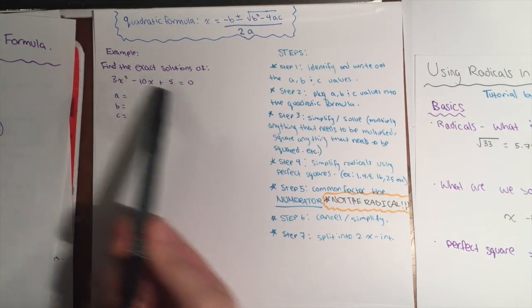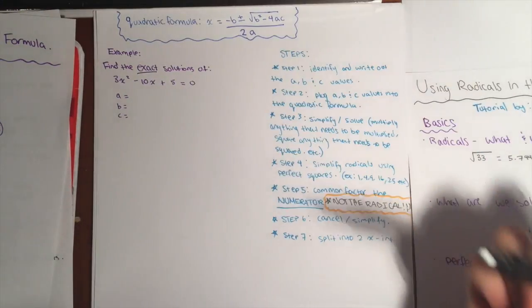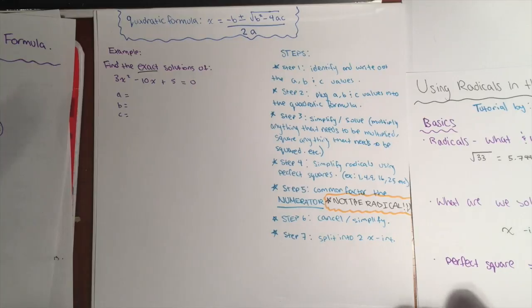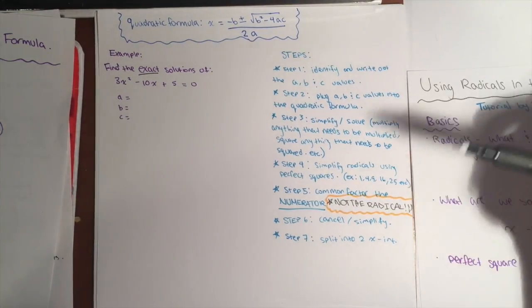Here we're told to find the exact solution of this equation. When we see "exact," that tips us off that we're finding something in radical form. We have to leave it in the most exact form, with no decimals. I have some steps written out here, and we're just going to follow them.